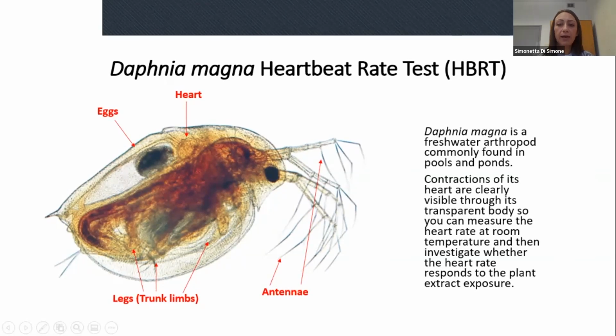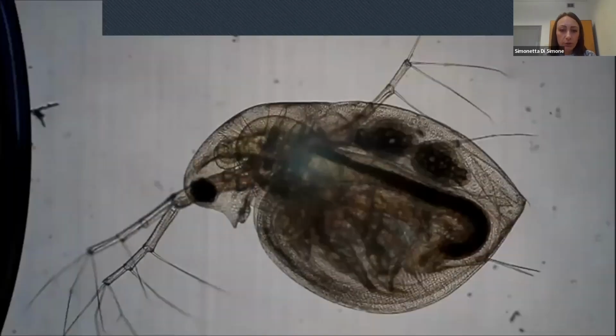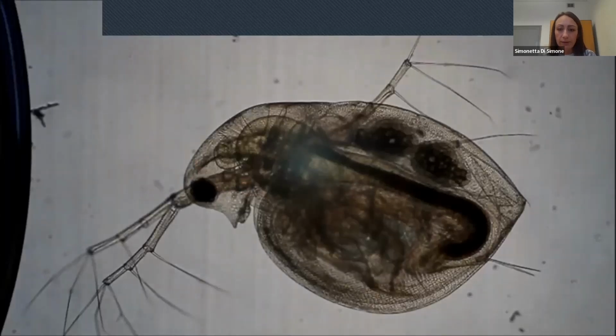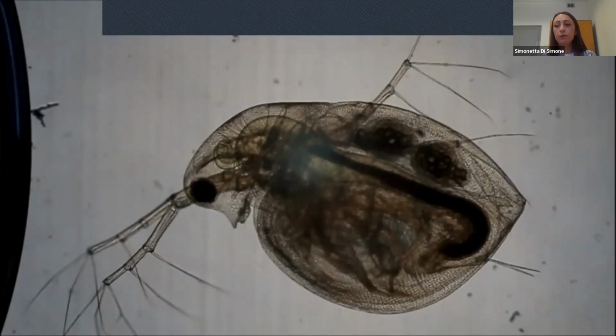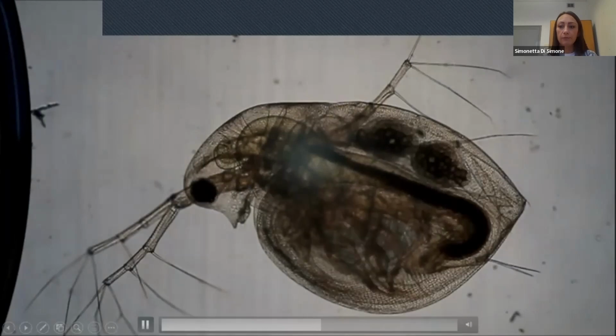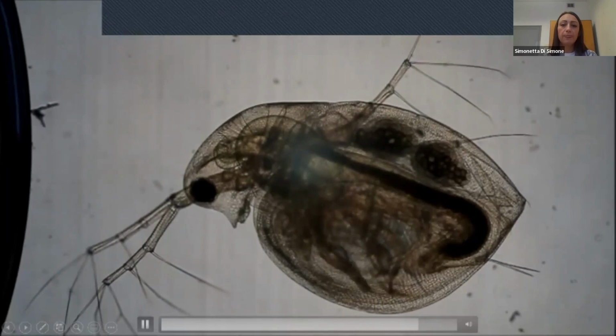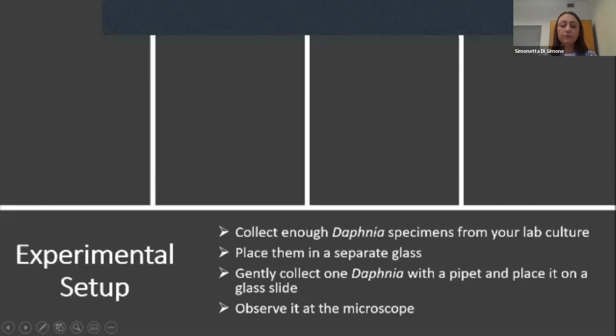But let me help you with a video to show you better what I mean. So if you can see it, here there is the heart beating. And the important thing is that you must not confuse the beating of the heart with the movement of the antennae and the thoracic legs. So these are the eggs that I showed you, and here you can see how clear and visible the heartbeat of the Daphnia magna is.